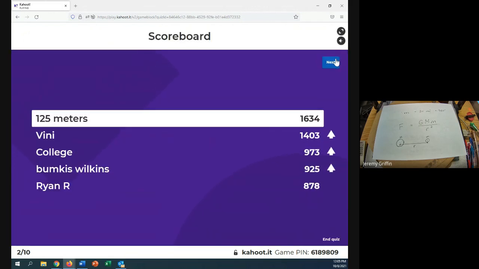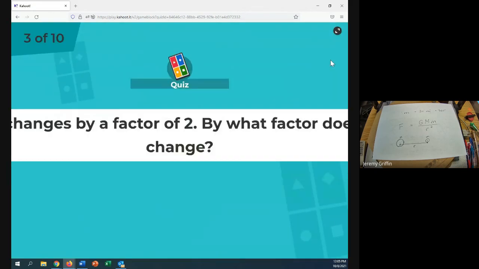125 meters. Vinny, College. Bumpkin Wilkins. Ryan.